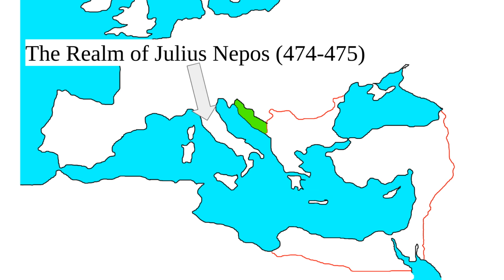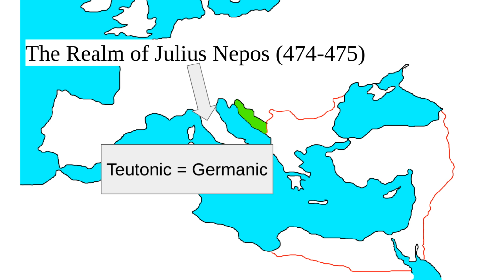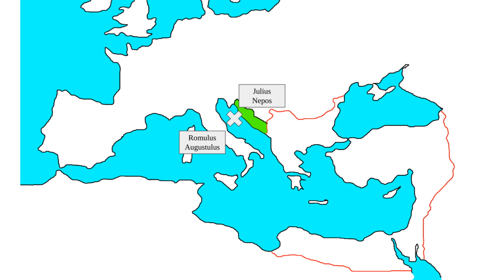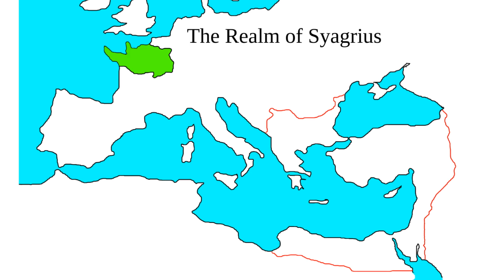He gained control of Italy when he beat Glycerius, who was appointed Roman Emperor by Gundobad, a Teutonic king. Teutonic just means Germanic, but without the modern connotations that the word German has. The realm of Julius Nepos was independent from the rule of Romulus Augustulus because, in his eyes, he was the real emperor.